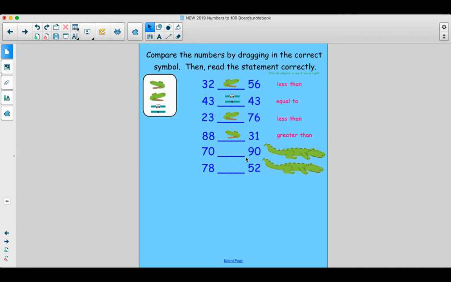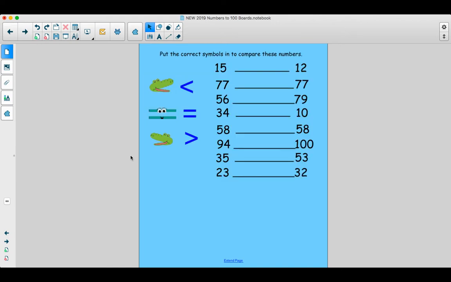70 and 90. Which one is the hungry alligator going to eat? 90, that's right. So we're going to use the less than symbol. 70 is less than 90. And the last one, 78 and 52. Which one will Charlie the crocodile eat, or the alligator? He's going to eat 78. So we have to make sure the mouth is facing that. So this time we use the greater than symbol. So 78 is greater than 52. Good job. Okay, let's do some more.